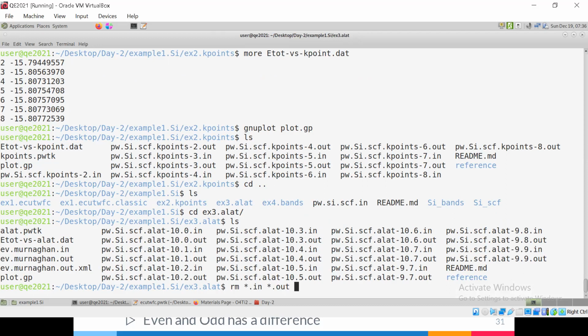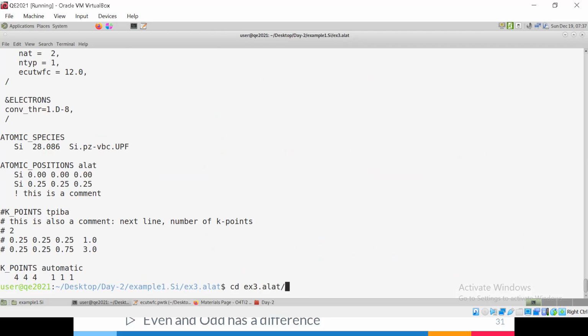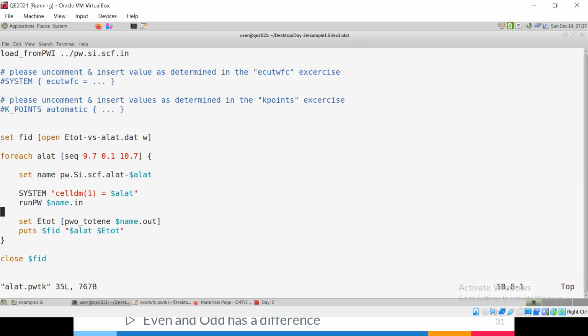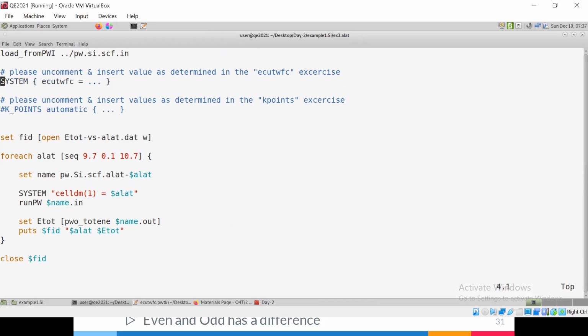we use the script, and let me check which one we are using here. Okay, convergence threshold is modified, but that doesn't make a difference. Ecut WFC is set to 12 here. But let's see the script. So here, let's input. Okay, so we have to put the value here, which is 40, which is the one that we got from the Ecut WFC exercise.